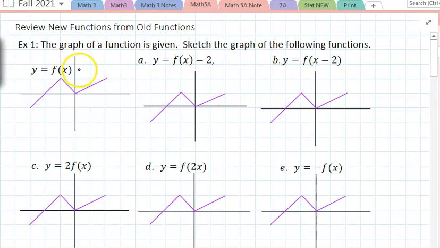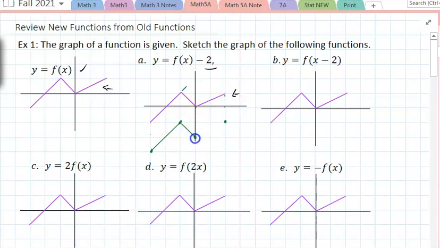In this case, this is the graph of f of x. What do you think the graph of f of x minus 2 looks like? Well, that's going to shift this graph 2 units down. So this point will shift 2 units down. This point will shift 2 units down. There's a line connecting those. You mimic that. This is shifted 2 units down, and this is shifted 2 units down.